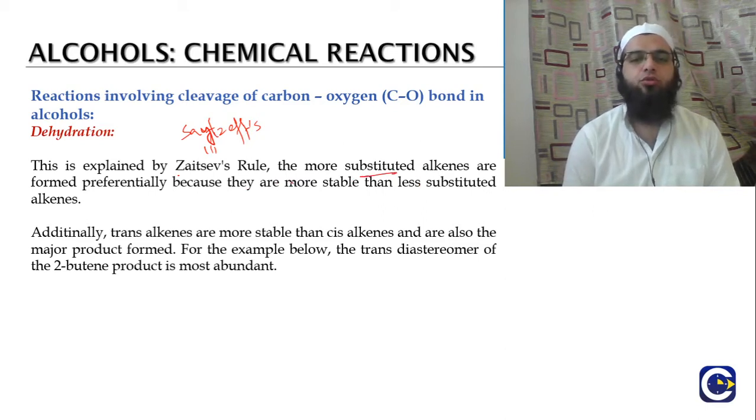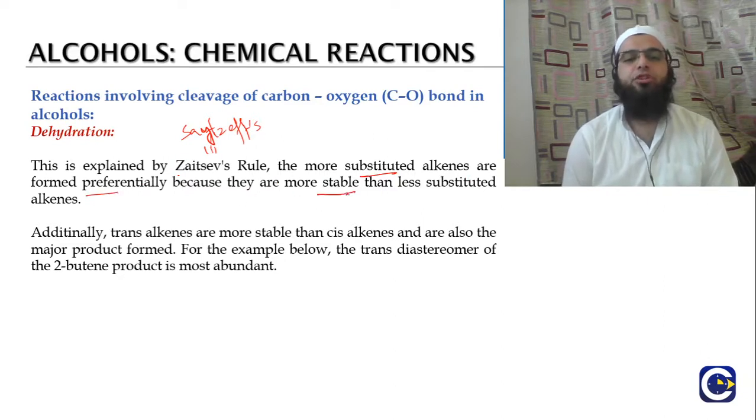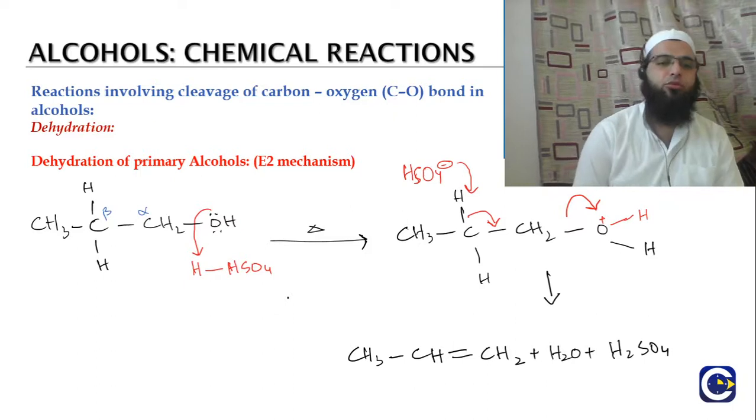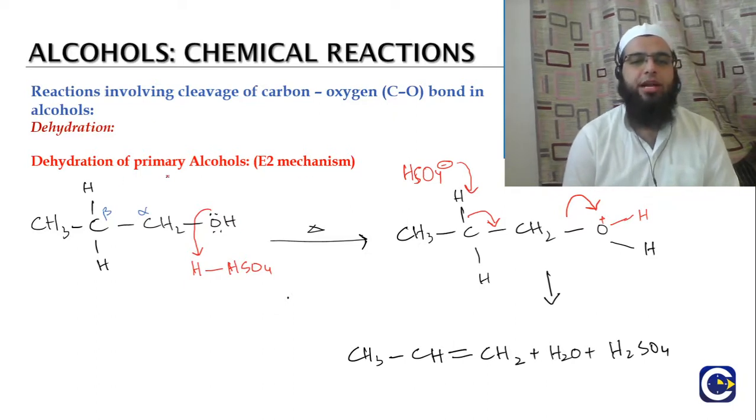So according to this rule, the more substituted alkenes are formed preferentially because they are more stable than the less substituted alkenes. Okay, and additionally, as we already said, trans alkenes are more stable than the cis alkenes and are also the major product of this reaction. As in this case we have shown that the trans diastereomer of the 2-butene is the major product of the reaction. Okay, now we'll be looking at the mechanism of the primary alcohols.